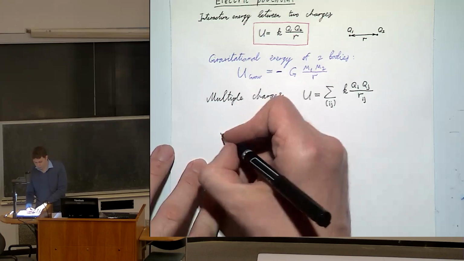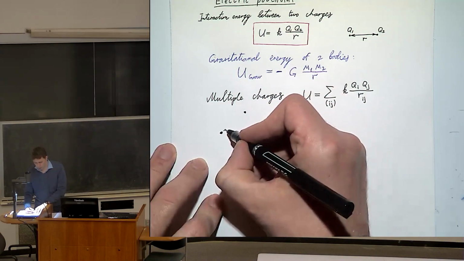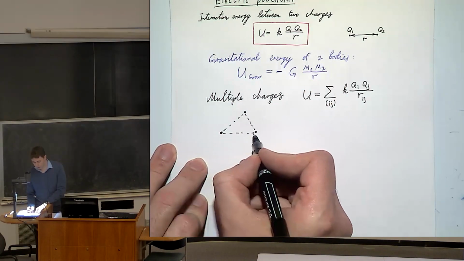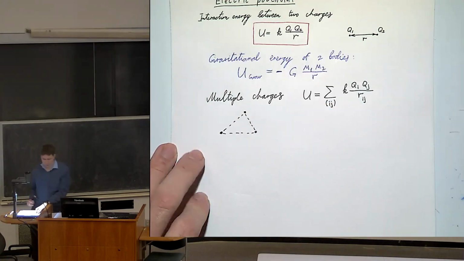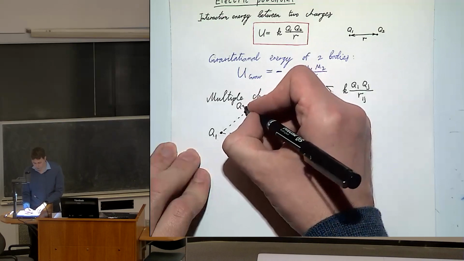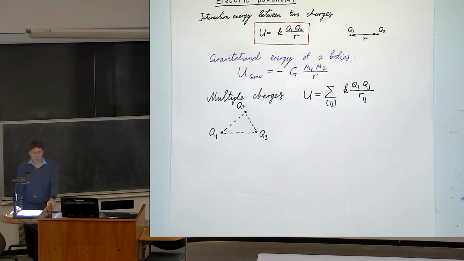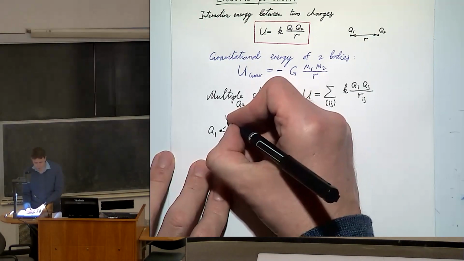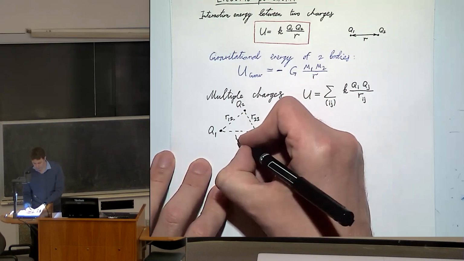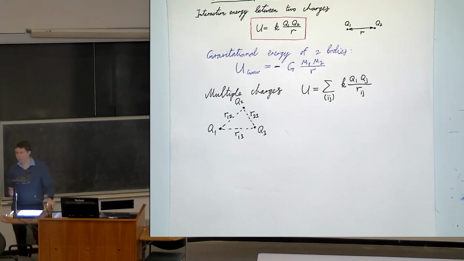Well, say if we've got 3 charges, I'm just showing this example to show how to apply this formula. So 3 charges Q1, Q2 and Q3 forming a triangle. The distances between them are respectively R12, R23 and R13.